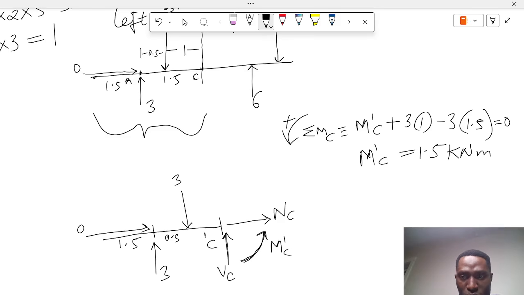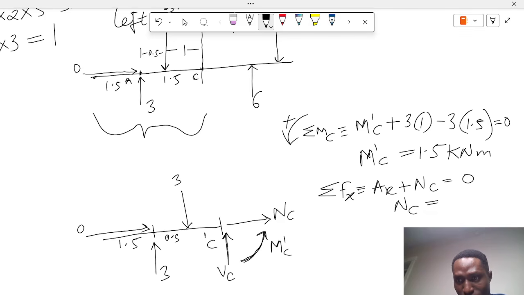So since you've gotten your MC prime, to get the other reactions we just find the sum of the reactions in the horizontal and the vertical respectively. The sum of the forces in the horizontal is equivalent to AX plus NC, and we say it is equal to 0. Because AX was solved as 0, therefore NC is equal to 0.